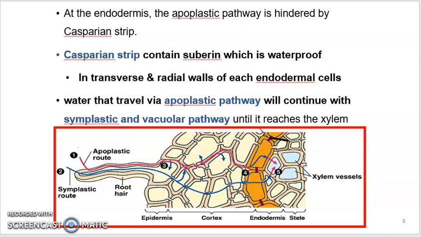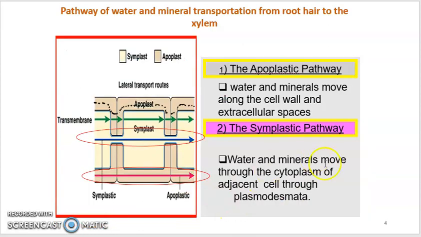Okay, so it means from the apoplastic pathway, the water will switch. It will not pass through the Casparian strip. So the water is transported to the xylem through the symplastic and also vacuolar pathway until it reaches the xylem. Okay, so now we look at, what is the symplastic pathway?